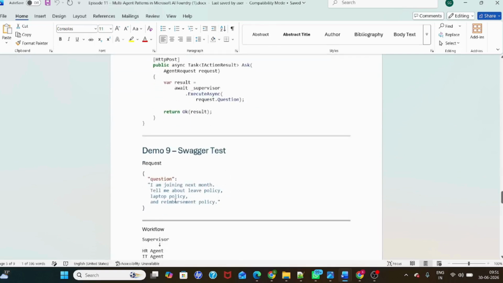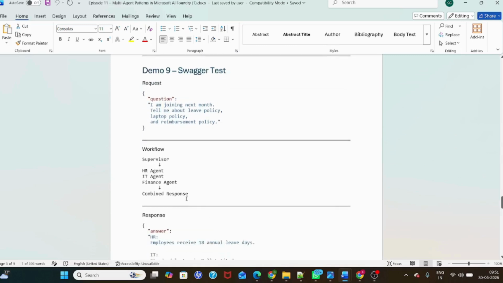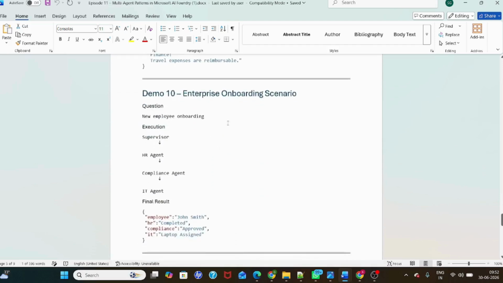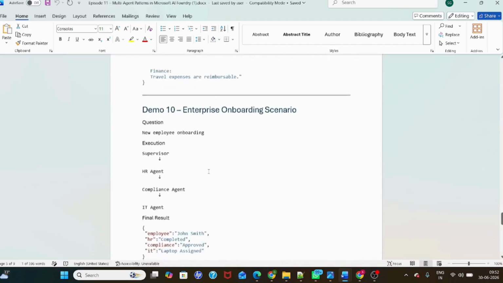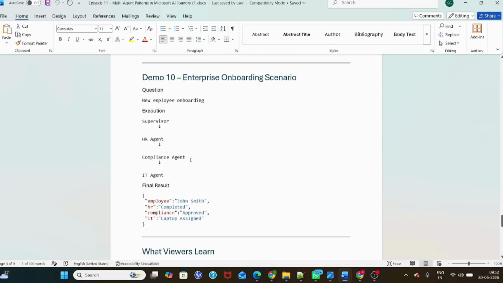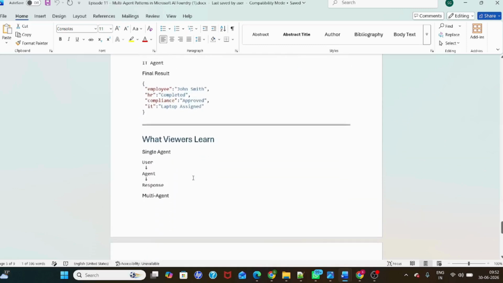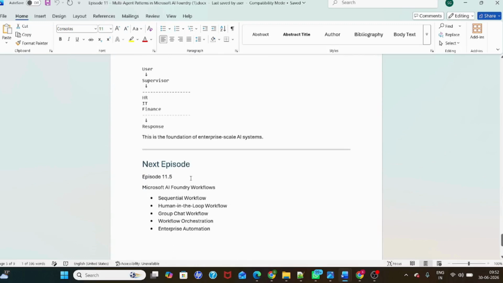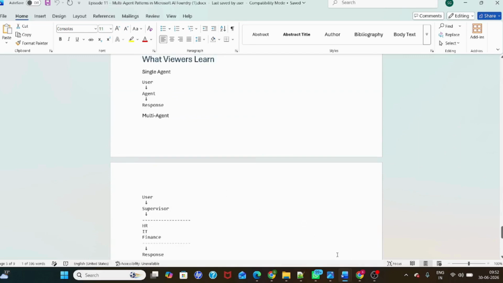I am joining this one, same thing that I have taken. So all the agents will be called, right? HR, policy, and the laptop. So the answer: how the supervisor agent will give you the answer in this format. Enterprise onboarding, you can take as another example: HR, compliance, IT. Also, what viewers will learn: single user to agent, and multi-agent is the supervisor. So you understood what we're trying to do. The workflow we'll discuss later, but let's complete this.